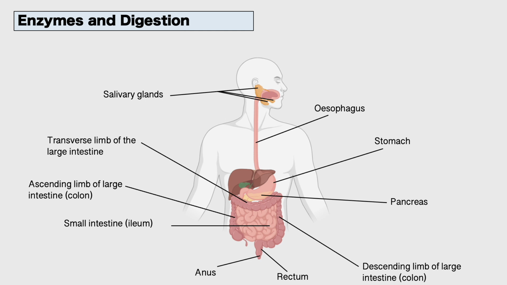The pancreas is a large gland situated below the stomach. It produces a secretion containing proteases to hydrolyze proteins.